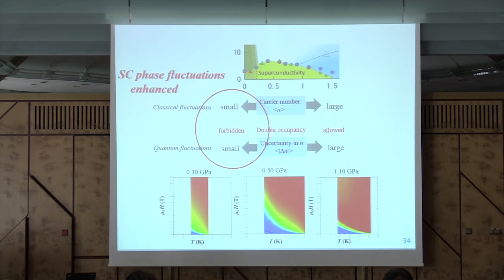And it's very consistent with the profile of the resistivity against temperature and pressure. In these regions, there is a very large temperature and pressure region where the resistivity takes intermediate values. This means that the superconducting phases are unlocked. So classical fluctuations and quantum fluctuations are enhanced in these regions because the carrier number is small, so the uncertainty in the carrier number is large. So both fluctuations enhance.